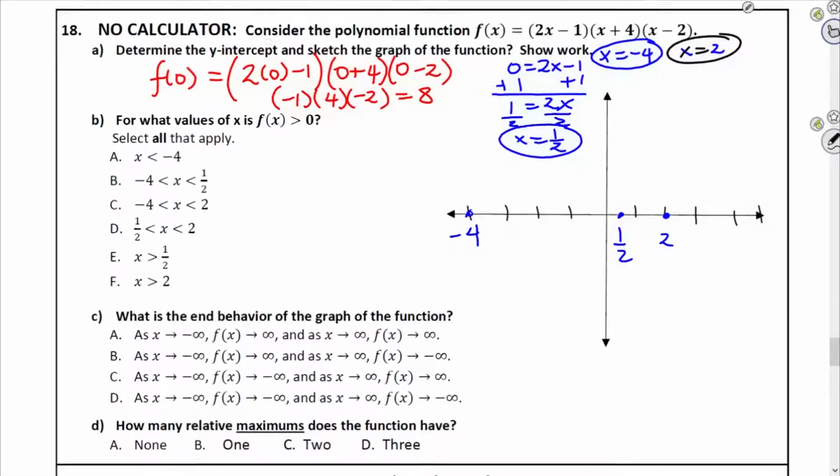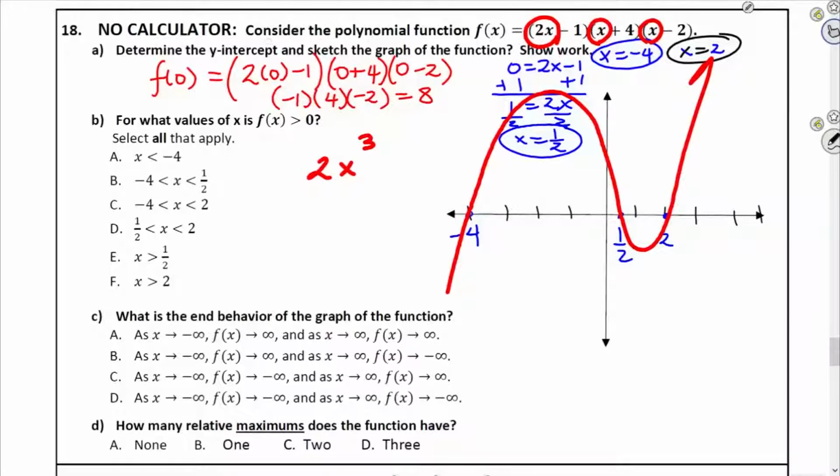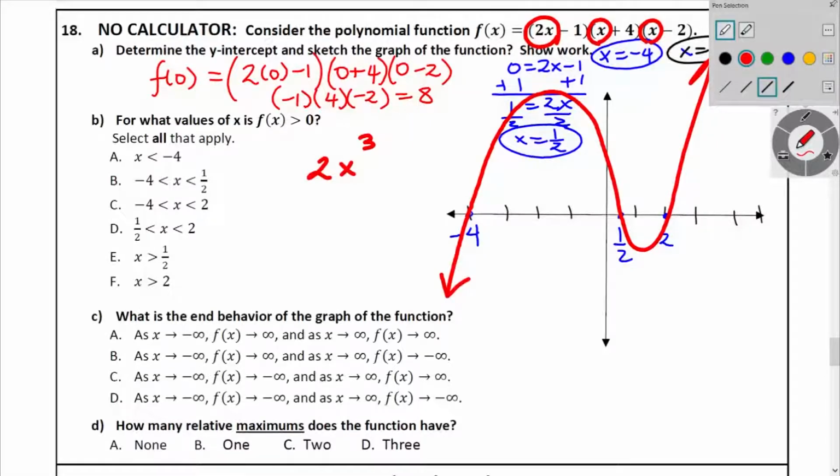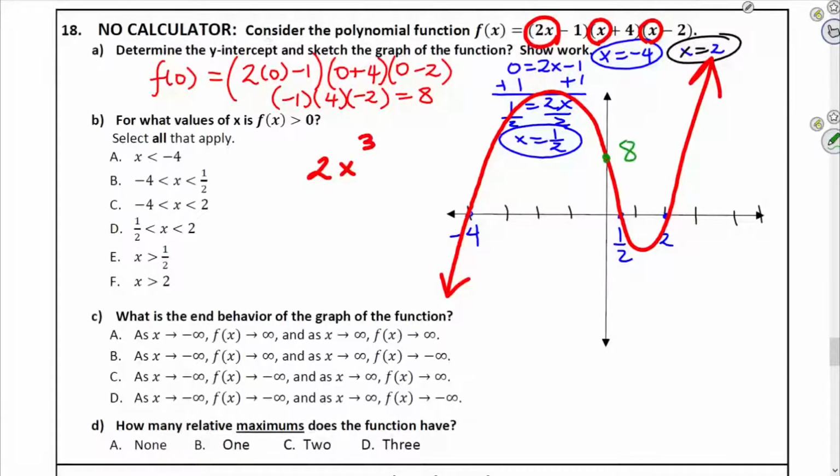And then the end behavior as well. The leading term would be 2x times x times x, which is 2x cubed, positive and odd. So I will start down at the bottom, and I go positive, and then it goes down, and then back up, and it'll end up. That's very generally what the graph looks like. And my x-intercept right here is at 8.